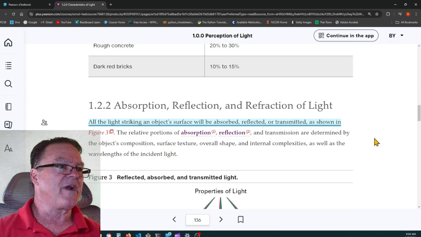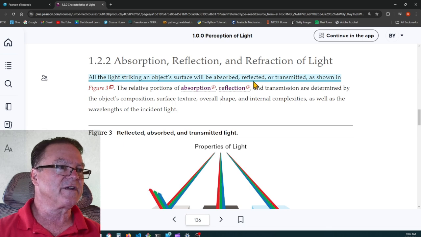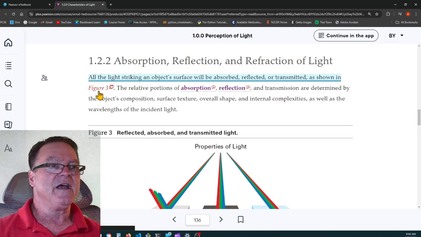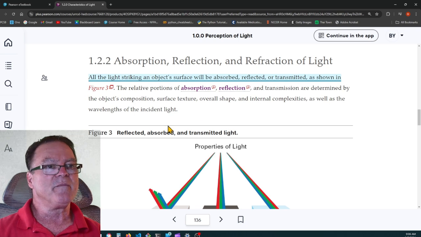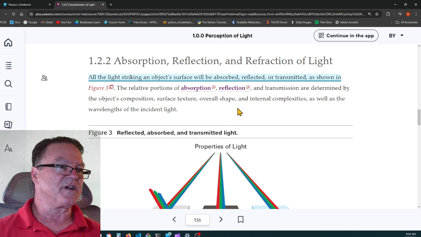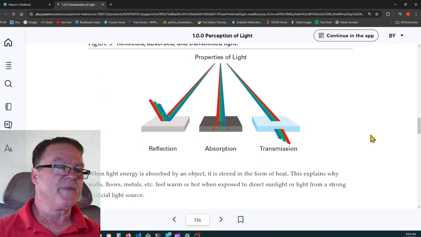Absorption, reflection, and refraction of light. This is a highlight. It says all the light striking an object's surface will be absorbed, reflected, or transmitted through, which is refracted, as shown in figure 3. The relative portions of absorption, reflection, and transmission are determined by the object's composition, surface texture, overall shape, and internal complexities, as well as the wavelengths of the incident light.